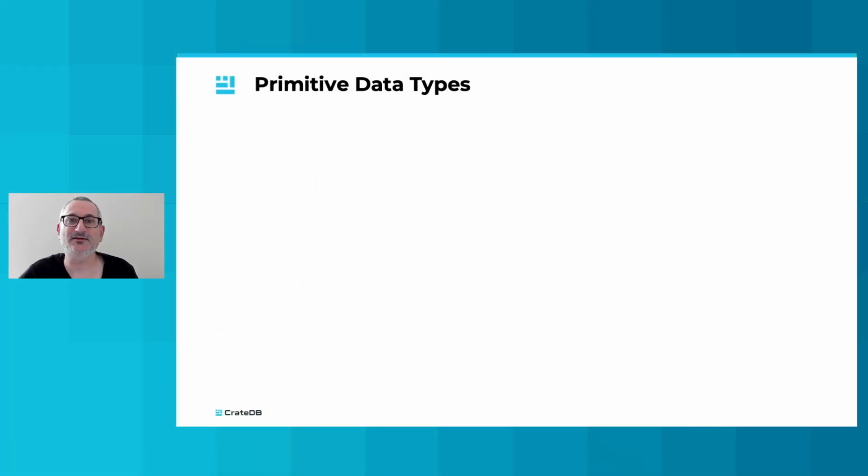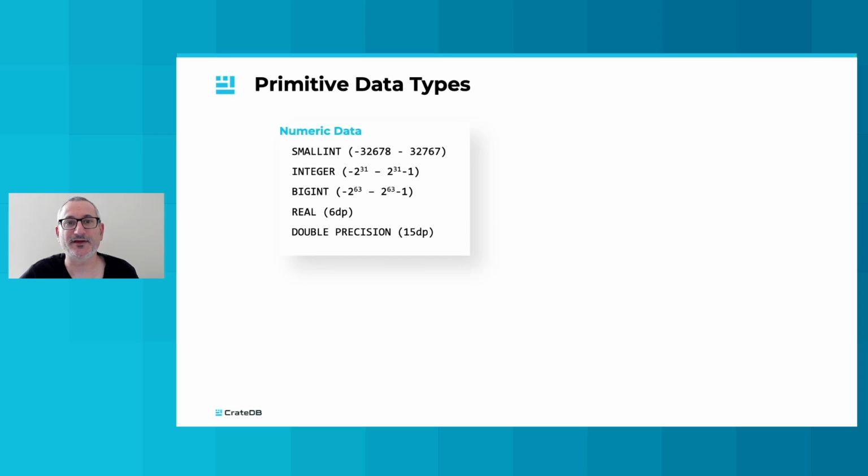Primitive types are used when defining columns that store scalar values such as numbers and strings. If you're familiar with SQL, you should recognize most of the data types described here. We'll begin with the data types used for storing numerical data.